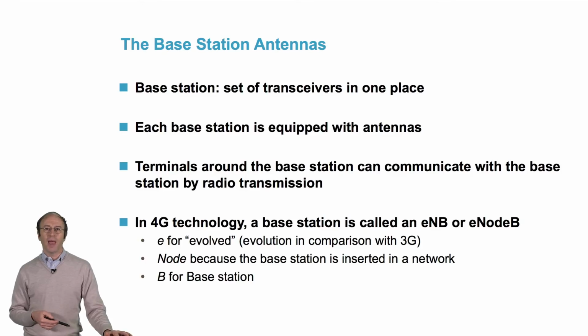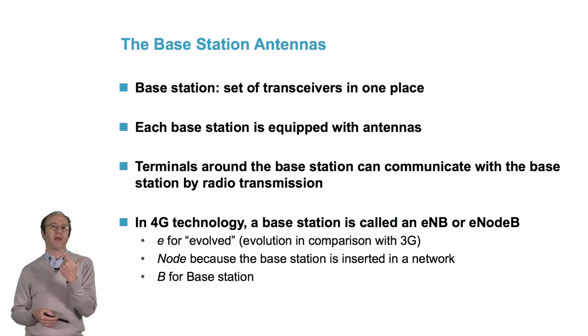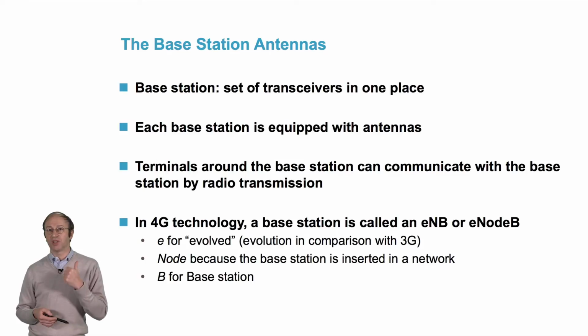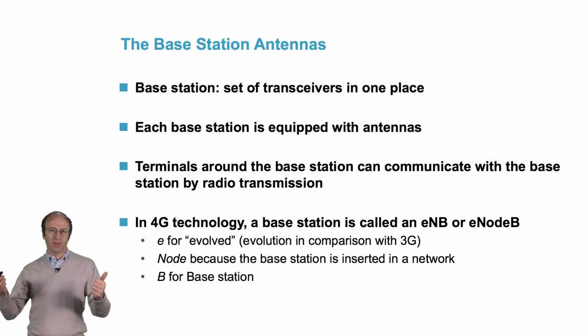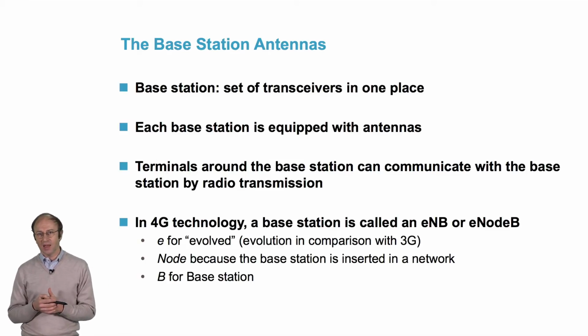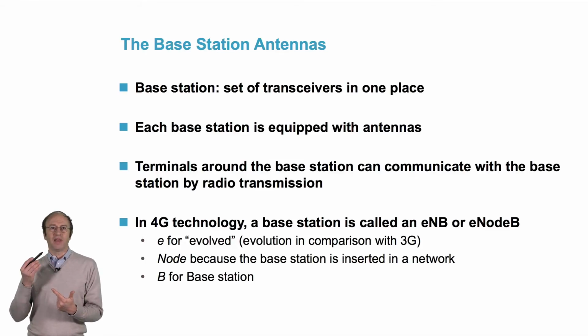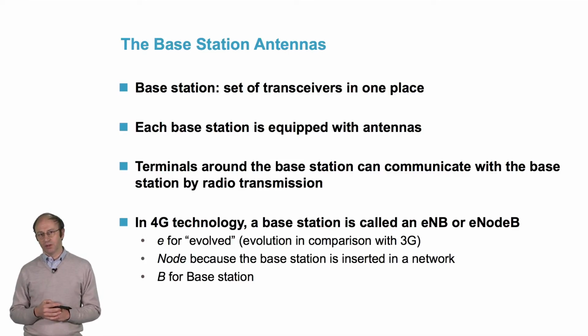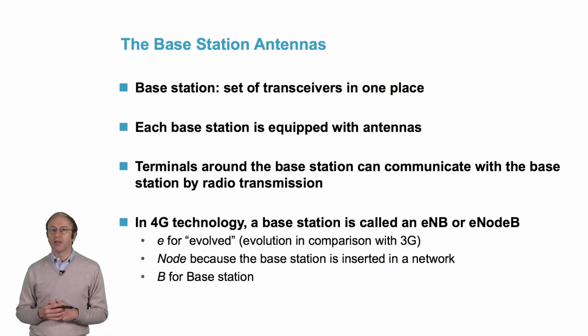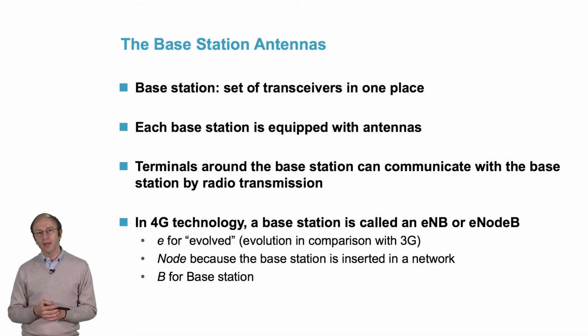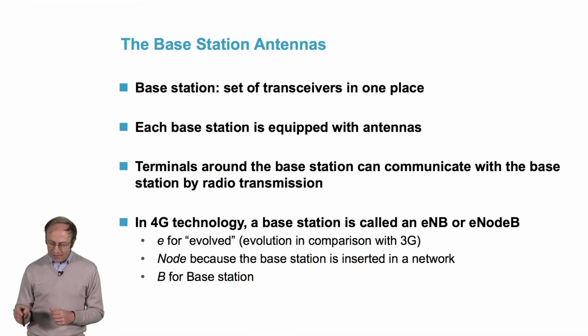So, we have two things that are very different. A base station, that is to say, a set of transceivers which is located in a place to cover the area around it, and the antenna, which is, so to speak, the tip of the iceberg, the radiating device. Terminals around the base station can communicate with the base station by radio transmission. In 4G technology, a base station is called an eNode B.